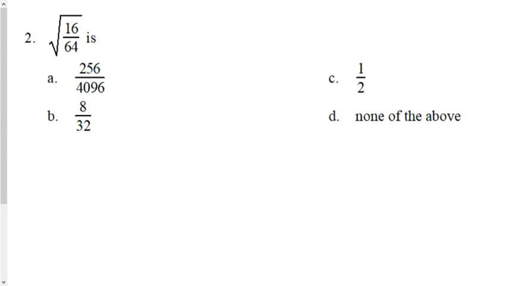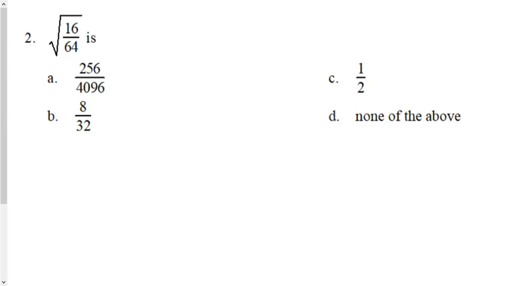Your second question from rational numbers, square roots of fractions. It says the square root of 16/64 is, and it gives you four choices. The square root symbol means, if I asked what's the square root of 16, what number multiplied by itself gives you 16? The answer is 4. The square root of 100 is 10. The square root of 4 is 2, et cetera. The square root of 9 is 3.